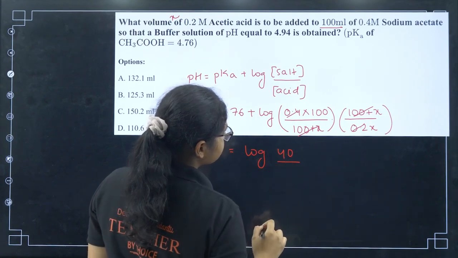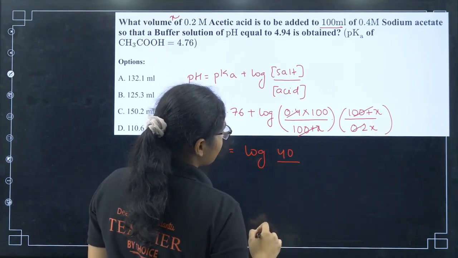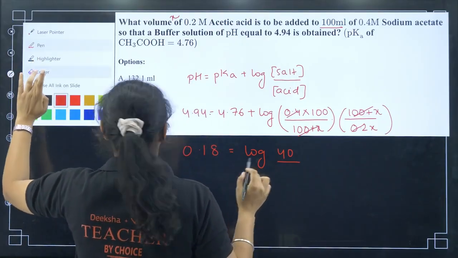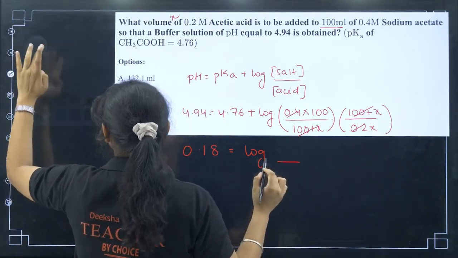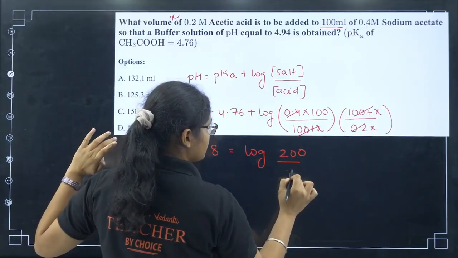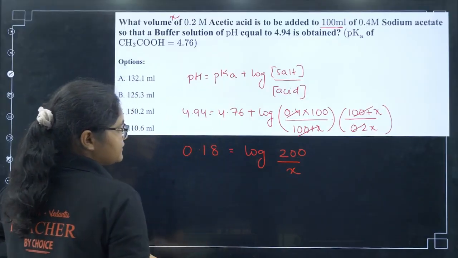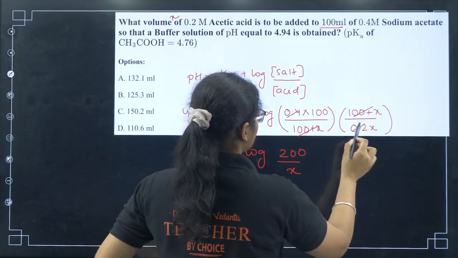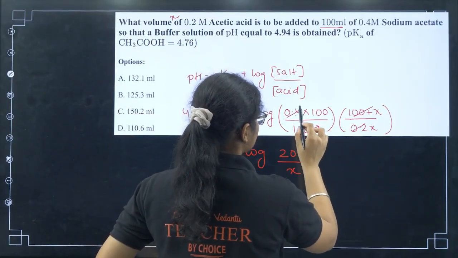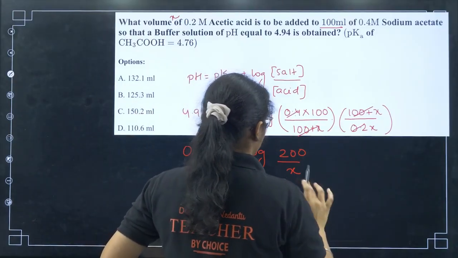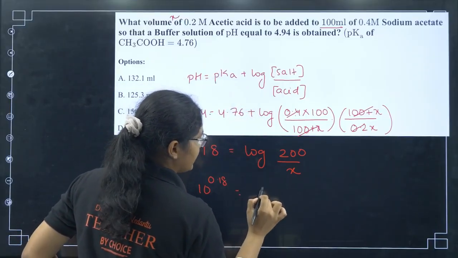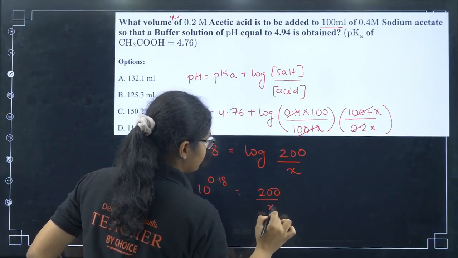200 by X, right? Next, this is equal to log of 200 divided by X. Now, if I take antilog, 10 to the power of 0.18 is equal to 200 by X.